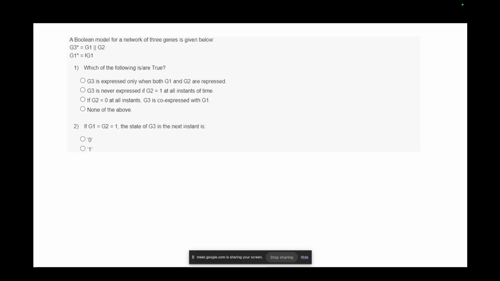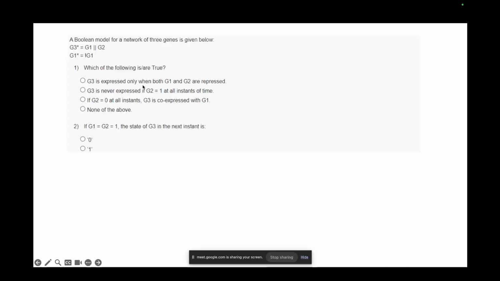Okay, the question given here is you have G3 star, basically G3 is expressed either from G1 or G2, and G1 is expressed with the condition G1 star equal to not G1. So the question is which of the following are true?